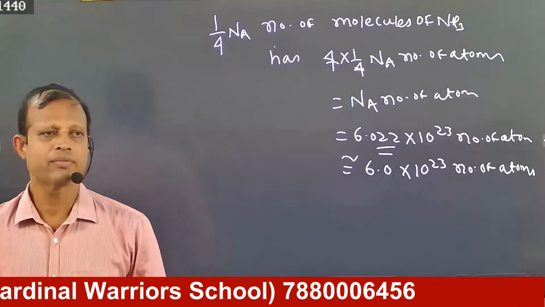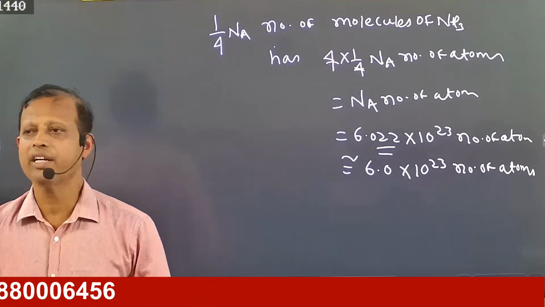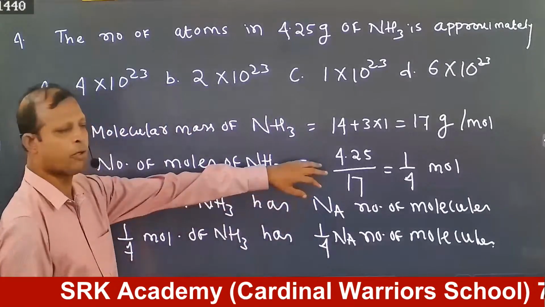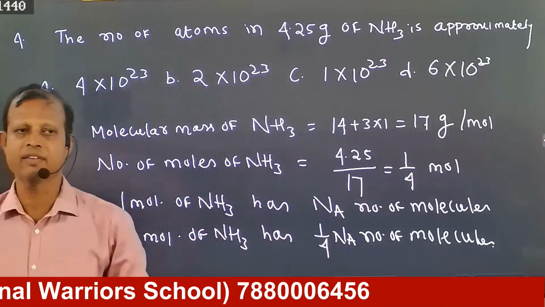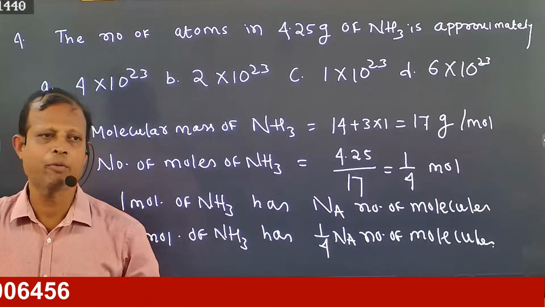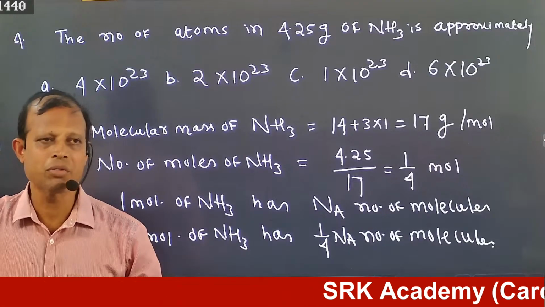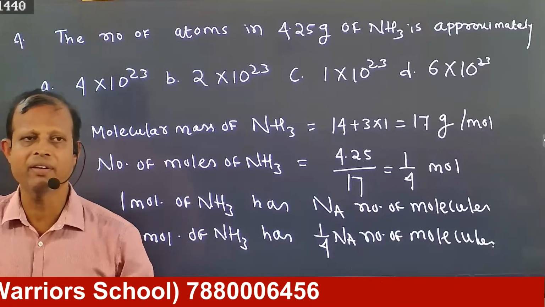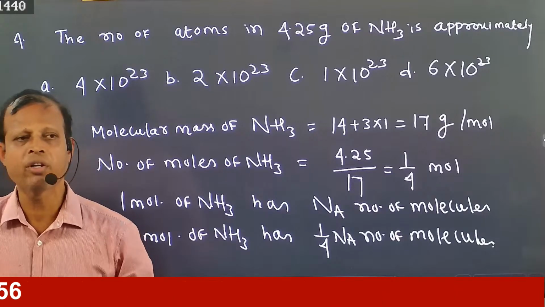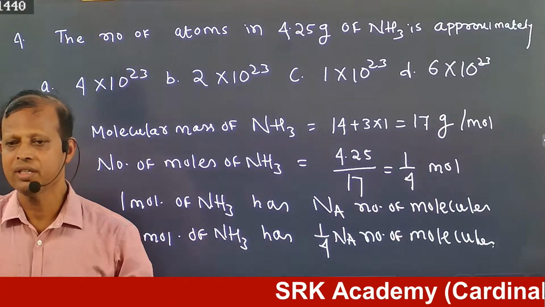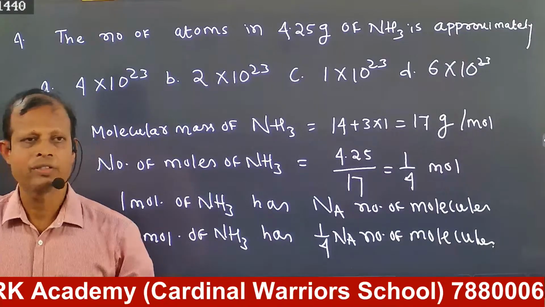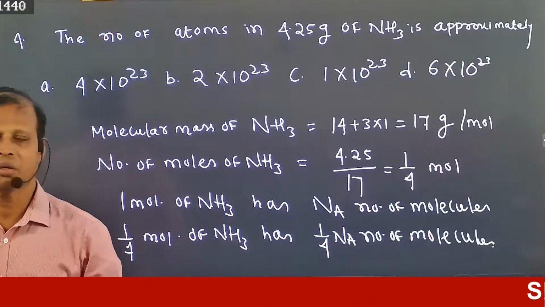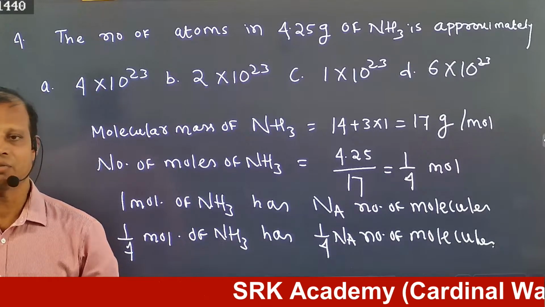So first, if you look at the procedure, the given mass of 4.25 gram of ammonia is given. First you have to convert that 4.25 into the number of moles. The formula is given mass upon molecular mass. 4.25 divided by 17 gives us 1 upon 4 number of moles. So 1 mole has how many molecules? Na number of molecules. So 1 upon 4 mole has 1 upon 4 Na number of molecules.